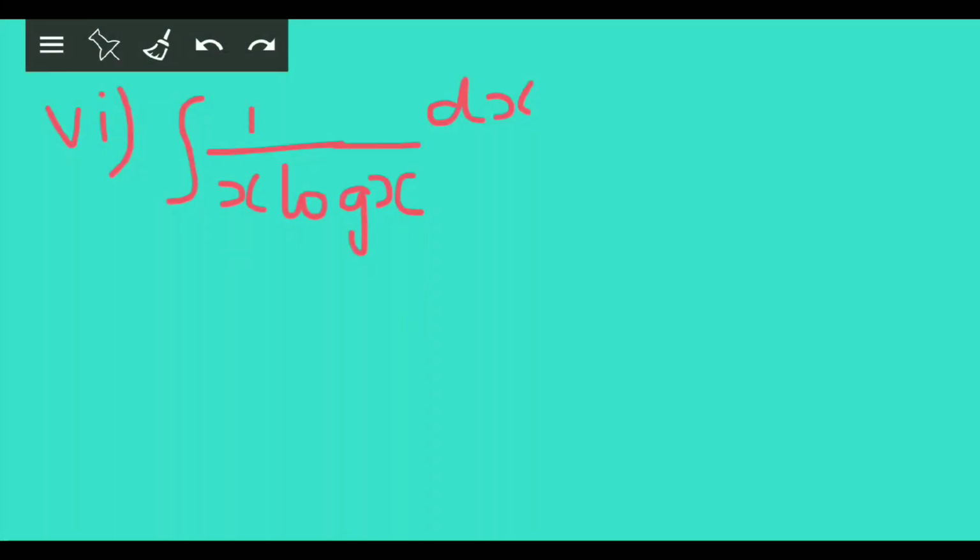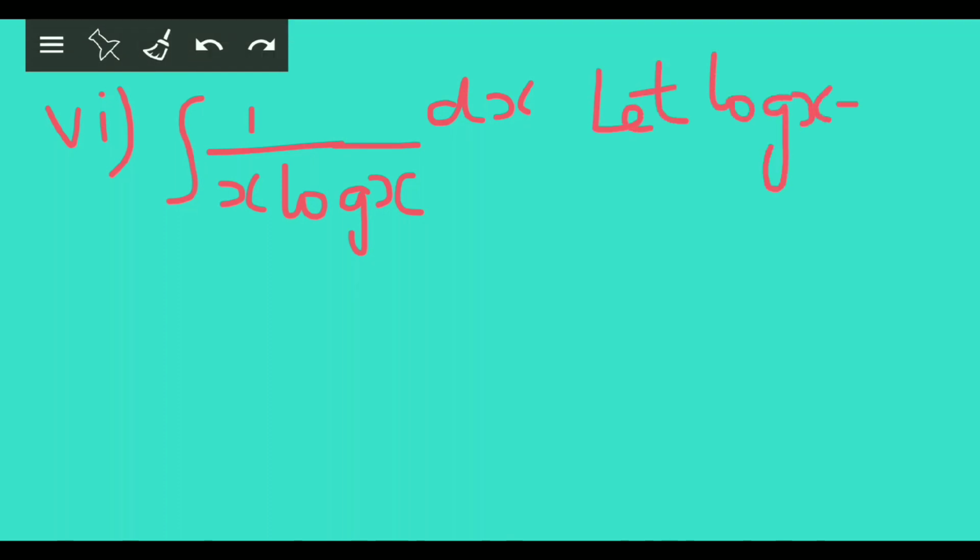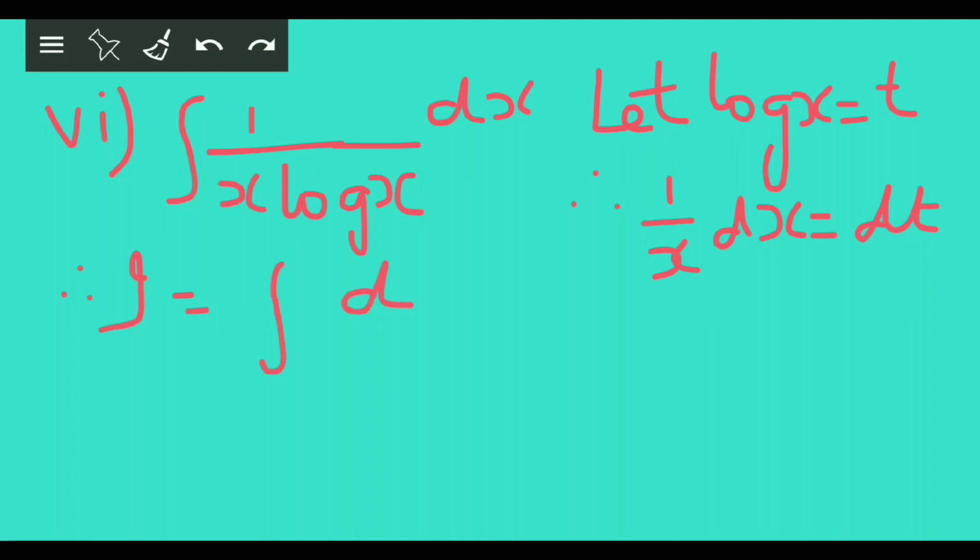In the sixth sum, the question is 1 upon x log x. Now this question has been asked many times in the board exam. Okay, so here we say let log x is equal to t. Therefore, differentiating both the sides with respect to x, we get 1 upon x dx as dt. And therefore, our integral becomes, now you observe that there is 1 upon x dx in the question. So, our integral becomes integral of dt upon t.